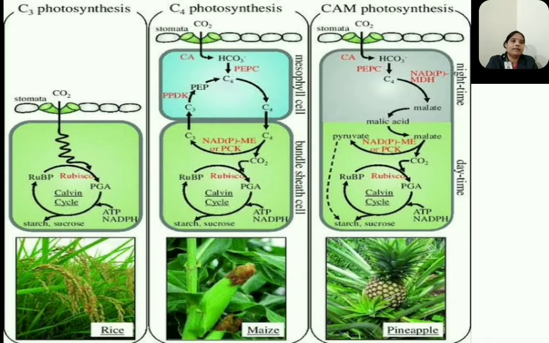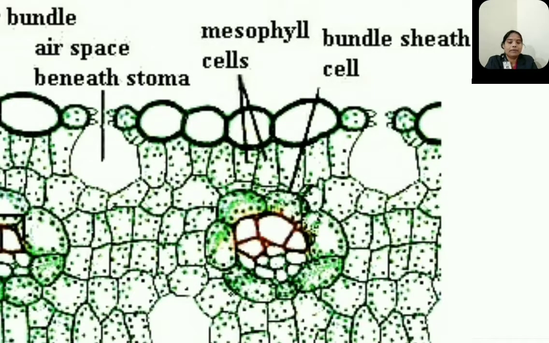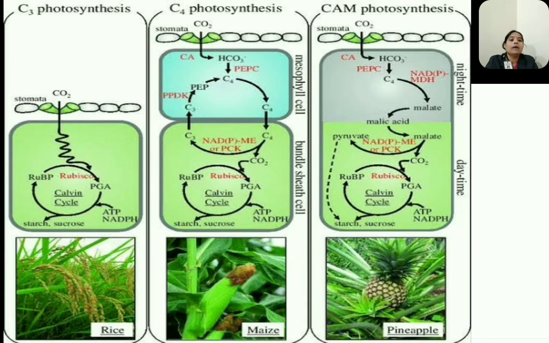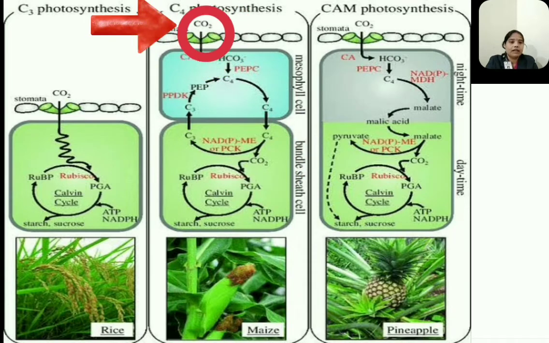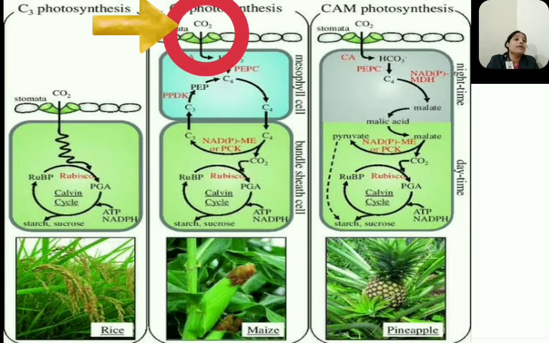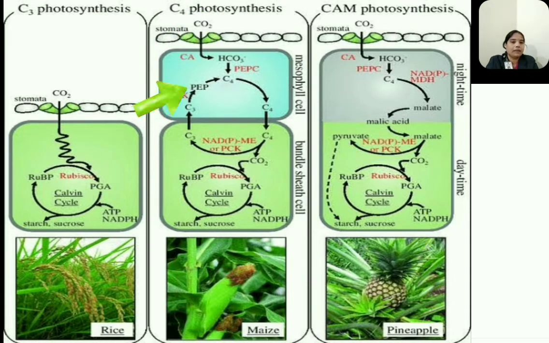Photoactive stomata is present. So the stomata is also photoactive. Photorespiration is less. In case of the C3 plant, photorespiration is more, but here photorespiration is less. Kranz anatomy is present. 12 NADPH and 30 ATP are required. Double carbon dioxide fixation.